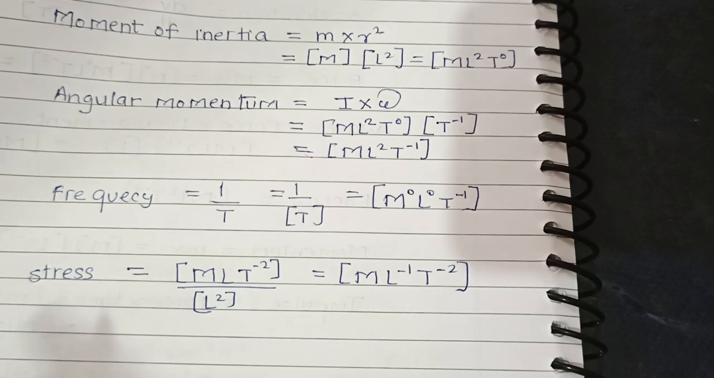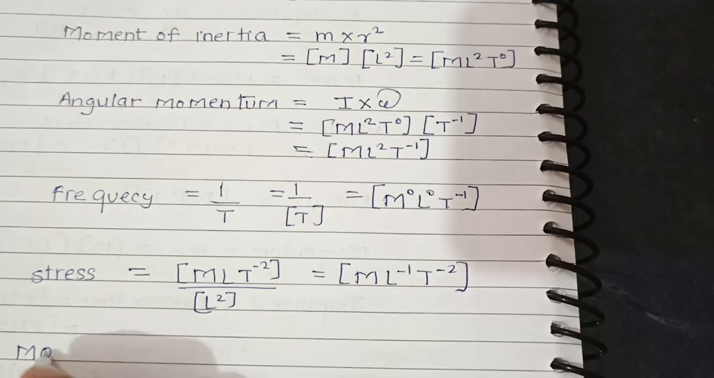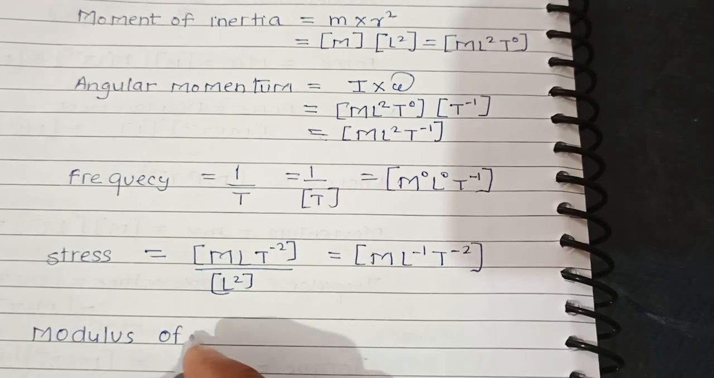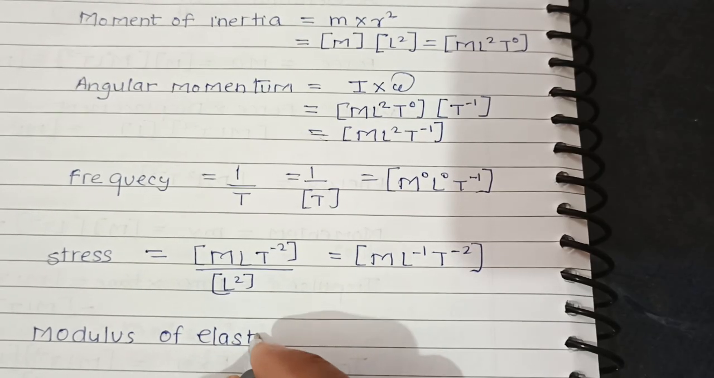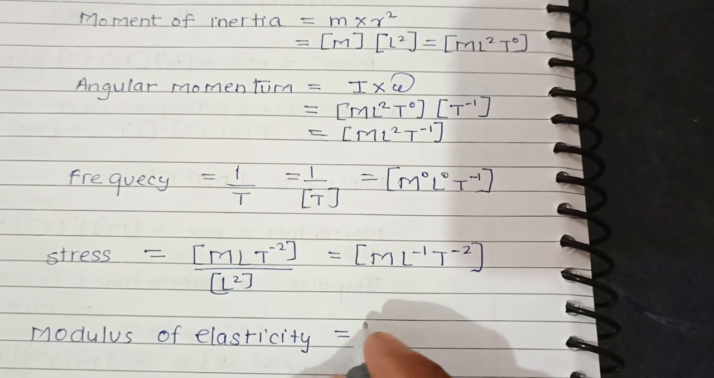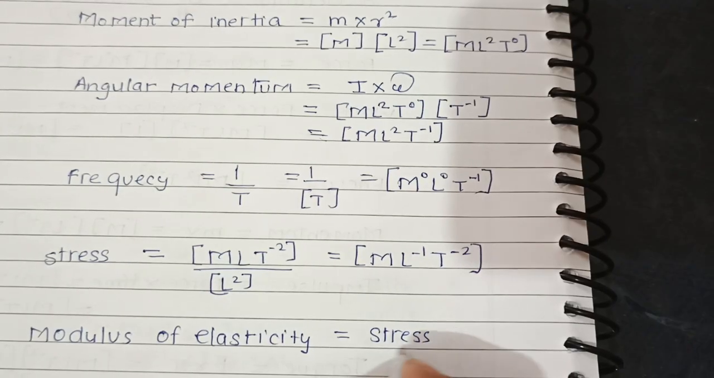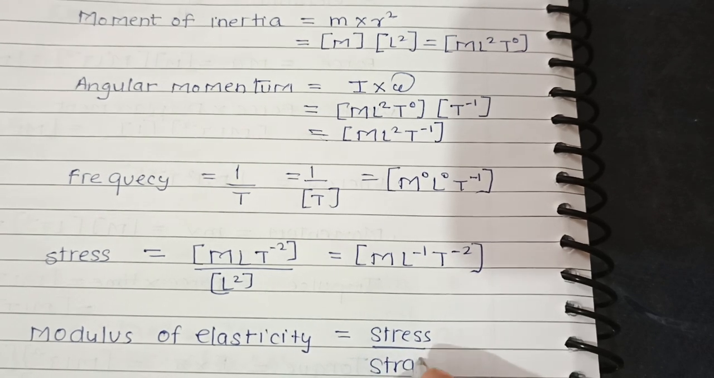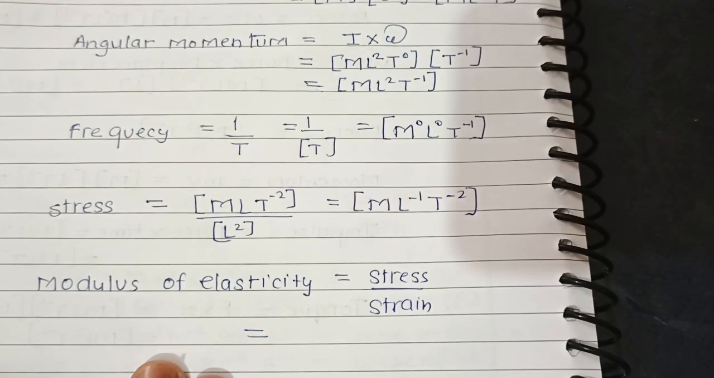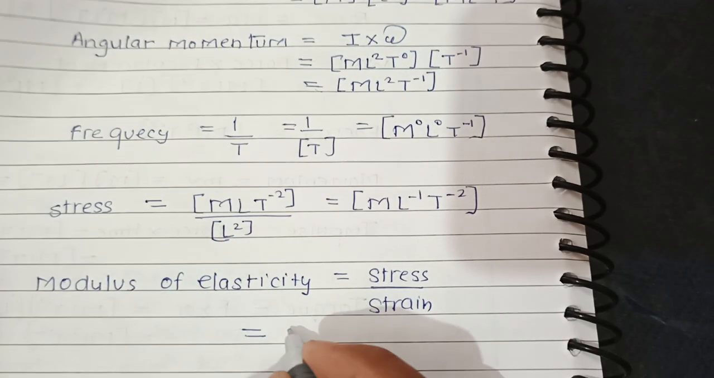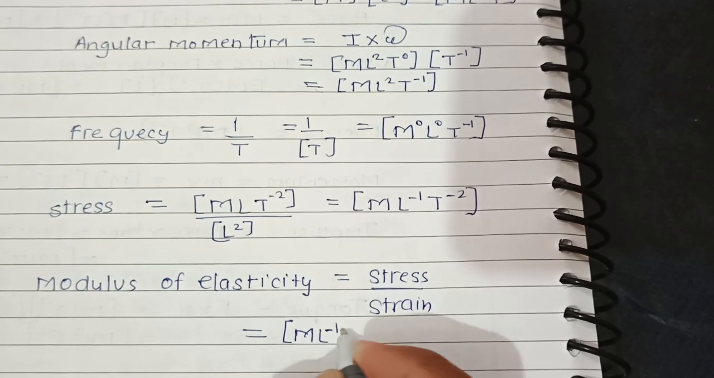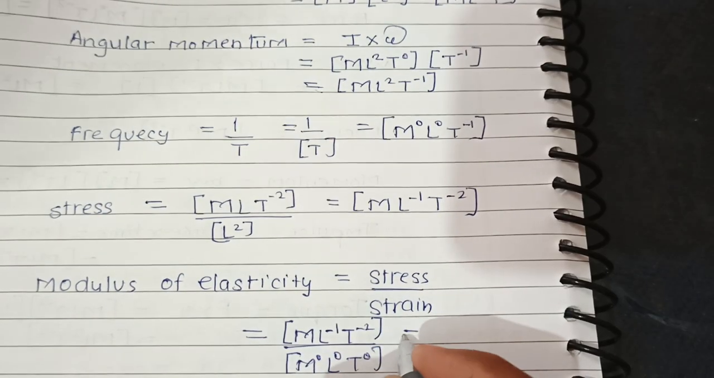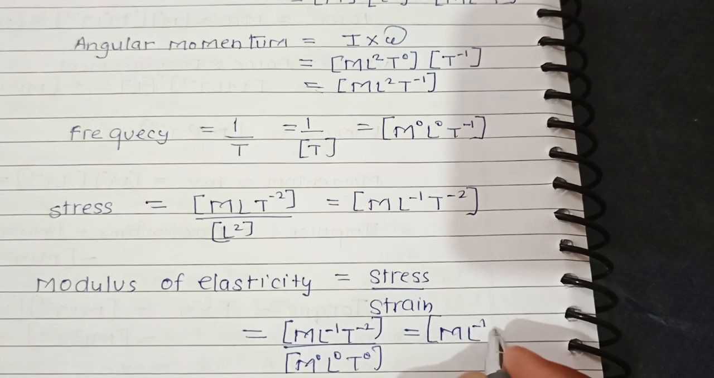Modulus of elasticity. That is stress upon strain. So strain has no dimension, and so that is M L minus 1 T minus 2, and that is M naught L naught T naught. So dimension is M L minus 1 T minus 2.